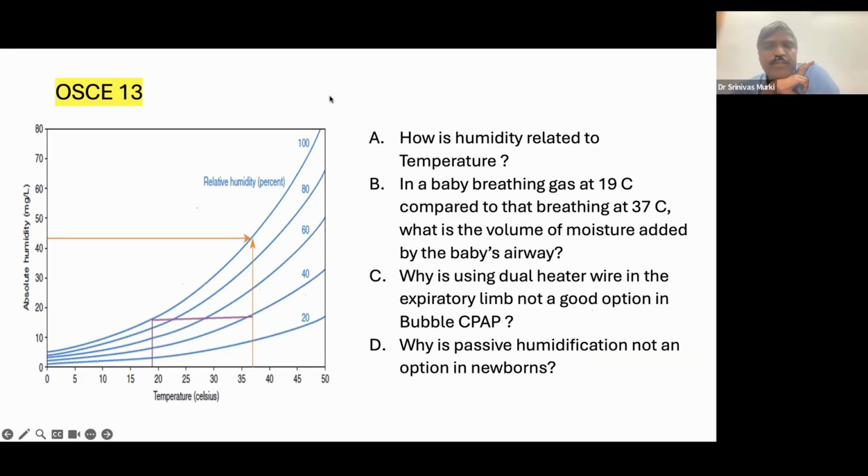Now from this graph, if the baby is breathing at 19 degrees compared to a baby breathing at 37 degrees, okay, baby is breathing at 19 versus baby is breathing at 37. What is the volume of moisture needed to be added to the baby's airway if the baby is breathing at 19 compared to that breathing at 37?